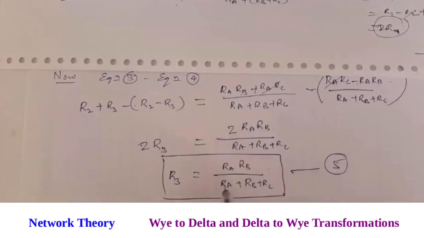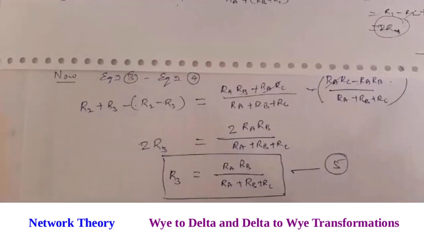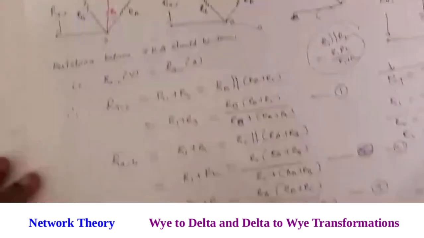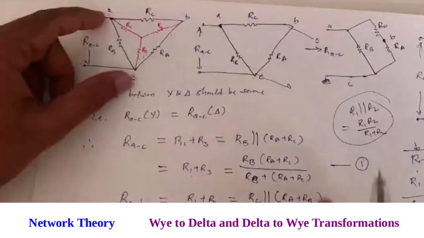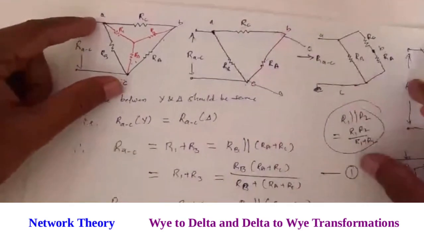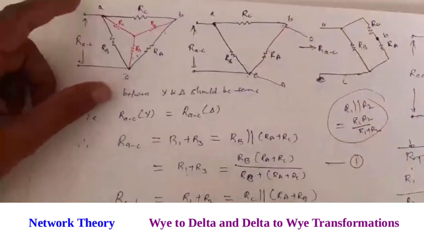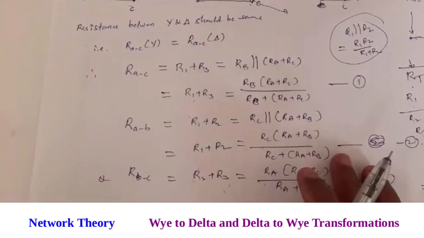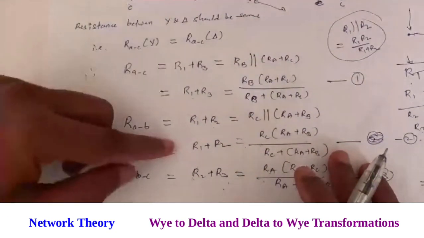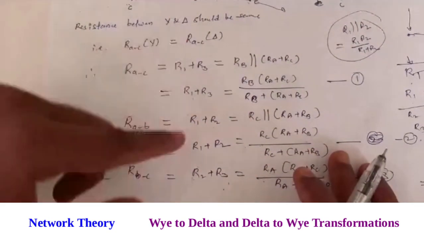Means if I know the resistance of the delta network, I can find the resistance of the Y network. I hope this is clear to you. What I have done is a very simple procedure. I have equated the terminal resistance between the Y and the delta network, and later I want to get it in terms of only R1, only R2, or only R3. For that, I am going to subtract and add equations 1, 2, 3.